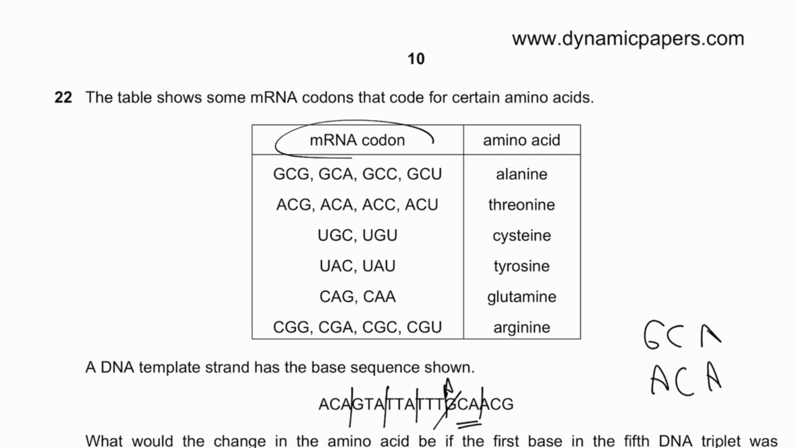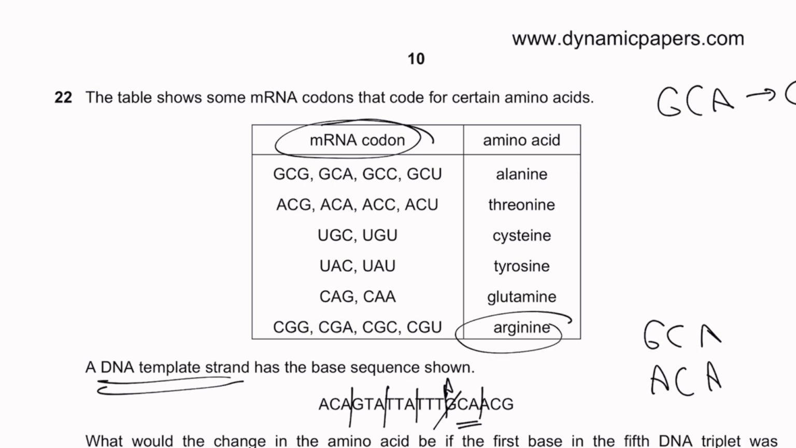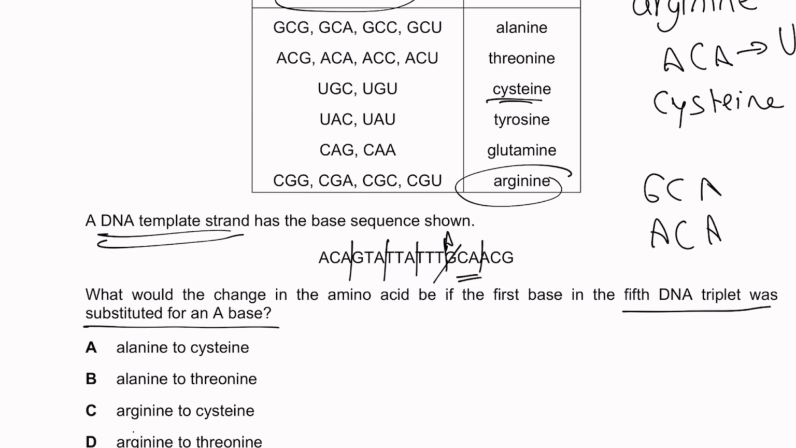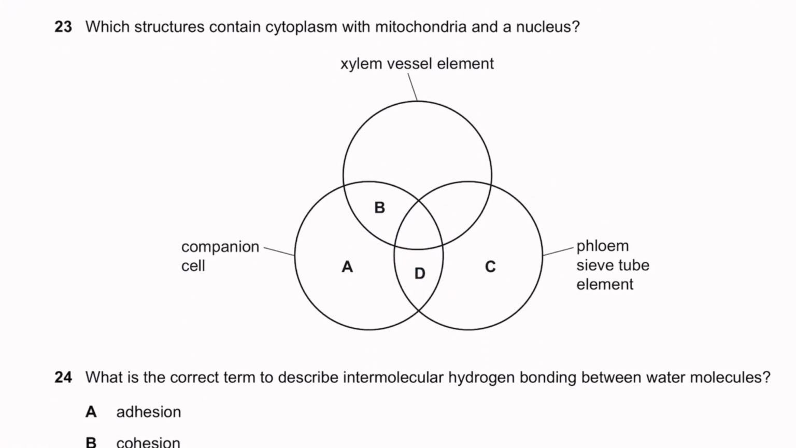Now here this is the mRNA codon, but we're looking for DNA because this is a DNA template strand. DNA is complementary to RNA. So GCA used to be CGU, and CGU is arginine. Now we have ACA, which is UGU. UGU is cysteine. So instead of arginine, we have cysteine.